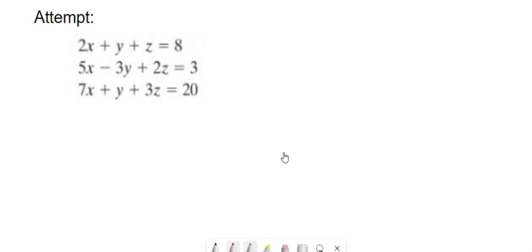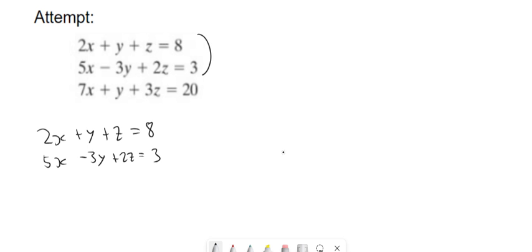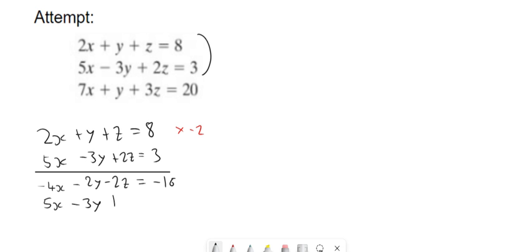Again, we're going to take the first two equations here, and I'm writing them out. So 2x plus y plus z is equal to 8, and 5x minus 3y plus 2z is equal to 3. I put a line under them. Now I'm going to multiply the top equation by minus 2 to make them cancel out. Therefore I'm going to get minus 4x minus 2y minus 2z is equal to minus 16. And the bottom equation says the same, 5x minus 3y plus 2z is equal to 3.